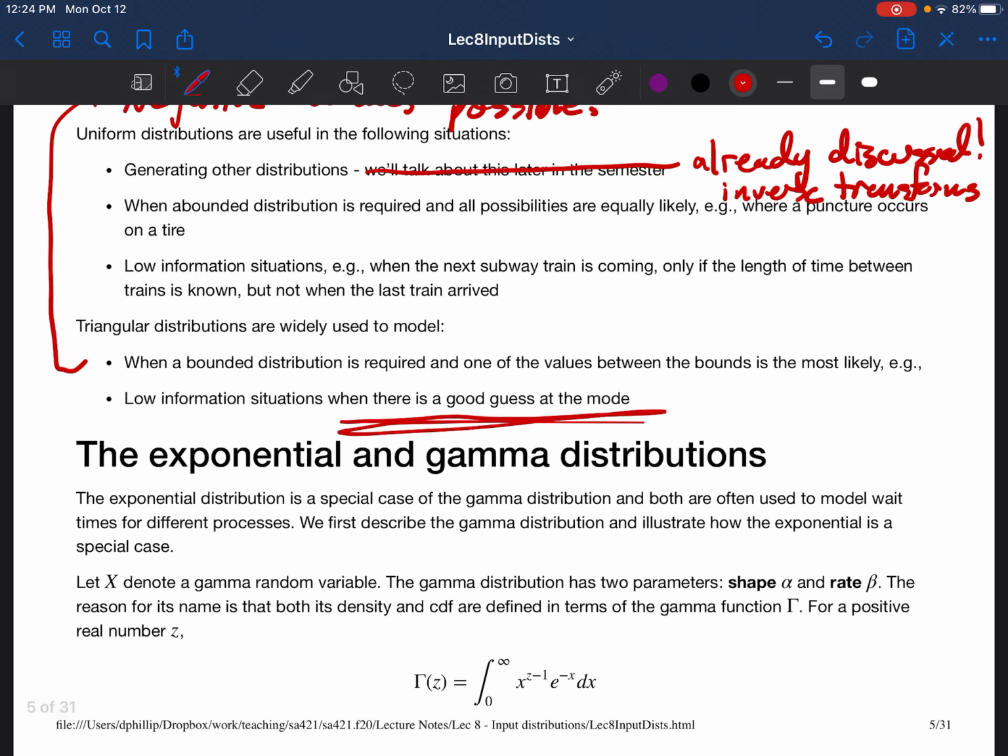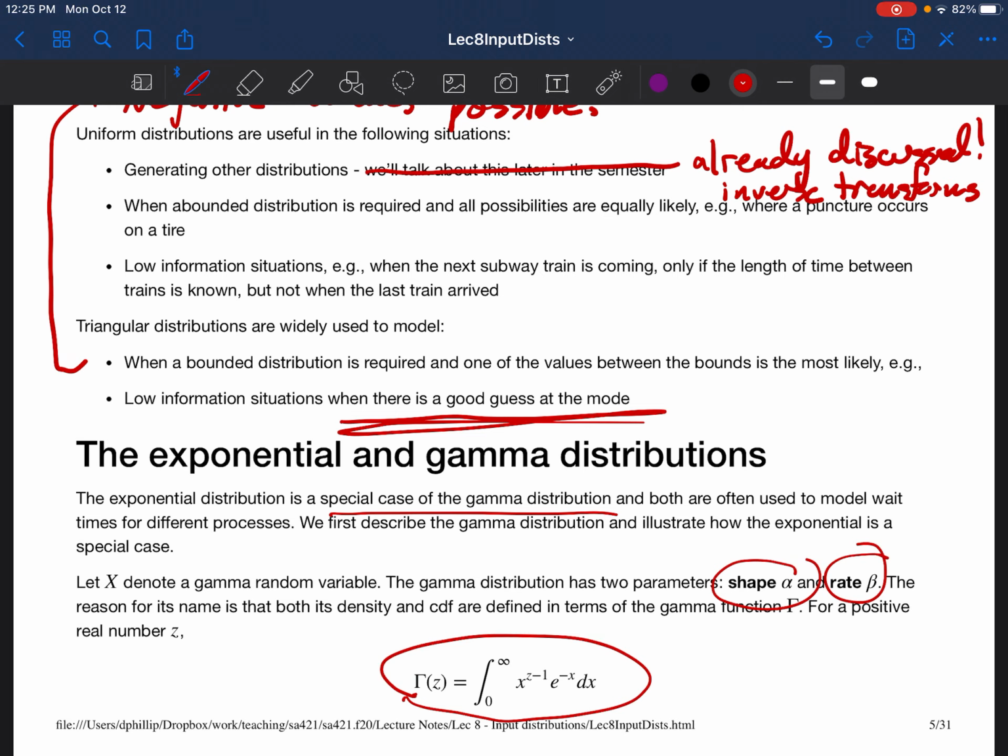Let's talk about the exponential. The first thing I'm going to note is the exponential distribution is a special case of the gamma distribution. And both of them are often used to model wait times. So for the gamma distribution, we have this gamma function, and it has two parameters. Remember, it has the shape alpha and a rate beta.